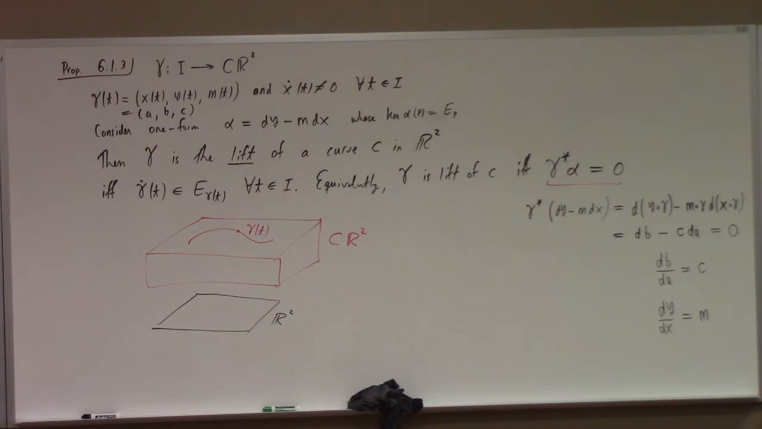Let me put it into words. If the pullback of that contact form is 0, it says that the third variable in the curve is actually behaving as it ought to be interpreted as the slope of the curve formed by just the first two things in the curve. If I look at the curve parameterized by x of t, y of t, it has slope m of t. Again, we're assuming that we're looking at graphs.